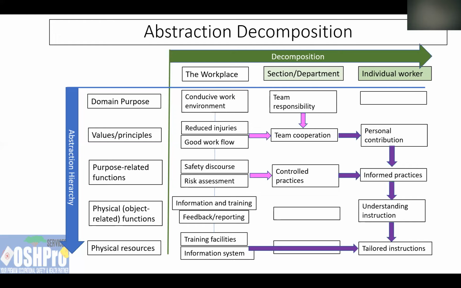Somebody will put risk assessment somewhere else, but I put it under purpose-related function. So if we're to do risk assessment, what do we want to achieve with that risk assessment? We must have a goal to connect with that risk assessment. And then we go down and look at how do we do a risk assessment? What do we need to be able to do a risk assessment?